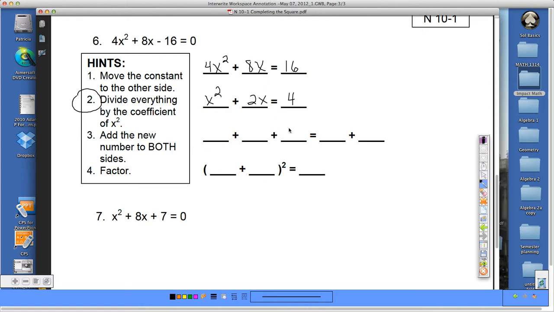So in step 3, we're ready to complete the square. So we write what we have, and we figure out what's going to go in the blanks to complete the square. Well, 2 divided by 2 is 1, and 1 squared is 1. So when we bring this down, we have x plus 1 squared, remember that comes right down into this blank, equals 5. And we have completed the square.